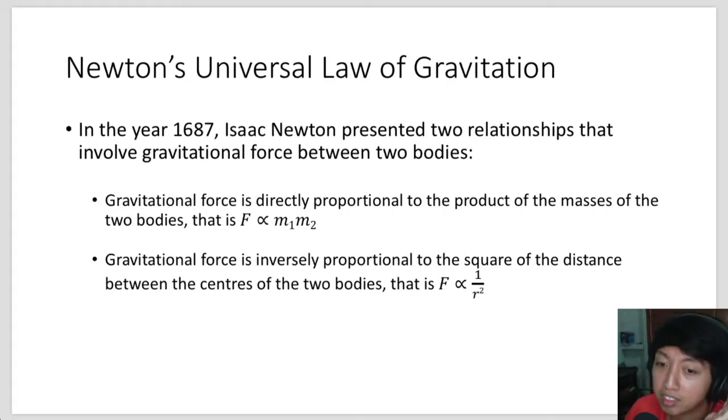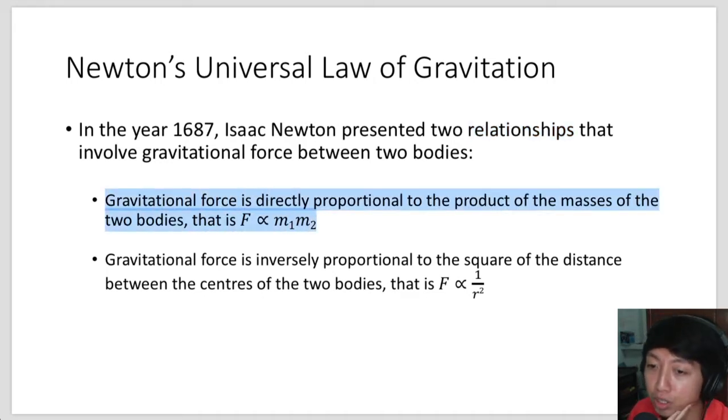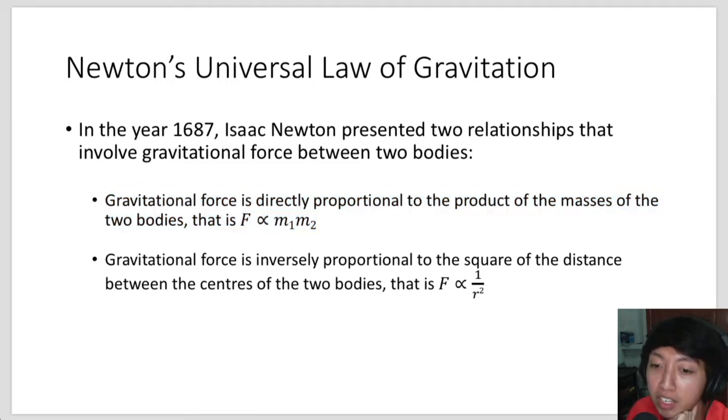So in the year 1687, Isaac Newton presented two relationships that involved gravitational force between two bodies. So he came up with two relationships. This word relationship in physics is very important, and so I want to talk about that a little bit more. First one is gravitational force is directly proportional to the product of the masses of the two bodies. That is, F, or force, is proportional to the product of the two masses of the two bodies.